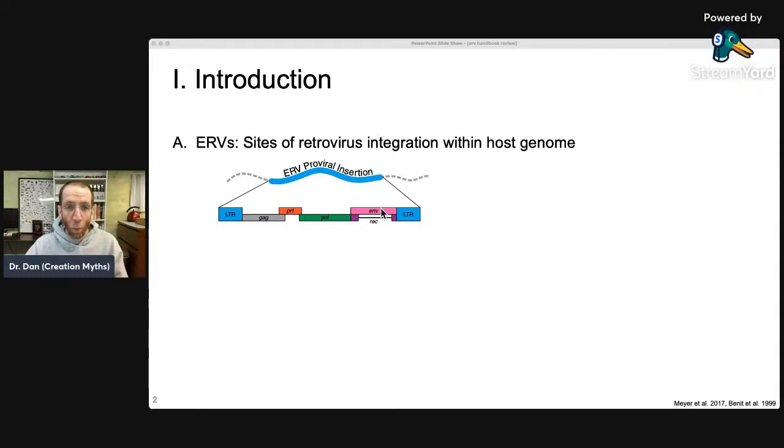Now, oftentimes when this happens, it gets broken and it can't mobilize. There are mutations that occur over time, so the ERV sequence gets stuck and can't mobilize. It can't become a virus again and transmit horizontally. It's just stuck transmitting vertically through the host genomes. So that's what we're dealing with when we're dealing with ERVs.